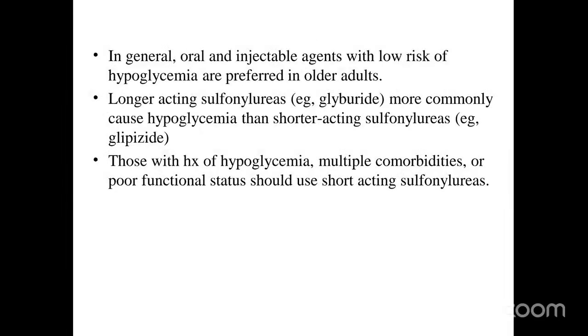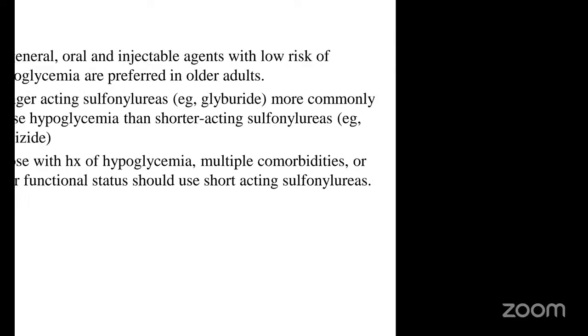So, in general, oral and injectable agents with low risk of hypoglycemia are preferred in older adults. And long-acting sulfonylureas like glyburide may more commonly cause hypoglycemia than short-acting sulfonylureas. Those with a history of hypoglycemia, multiple comorbidities, or poor functional status should use the short-acting sulfonylureas.